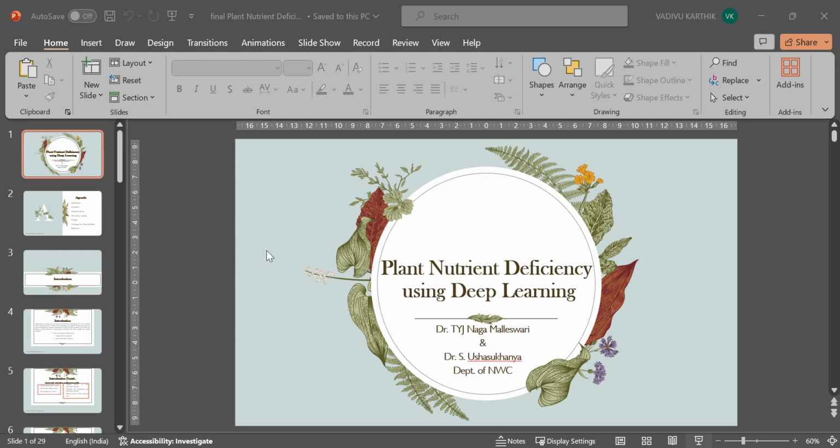A universal CNN model, as I told you, one model which can be a benchmark for the classification of all plants, is still yet to be found. So these are the research gaps.